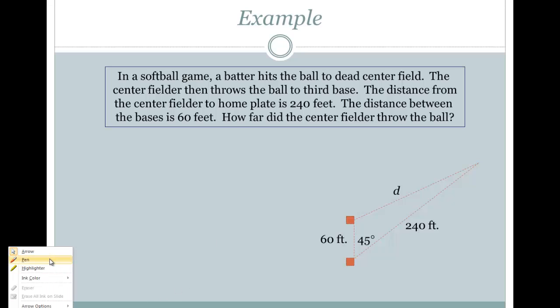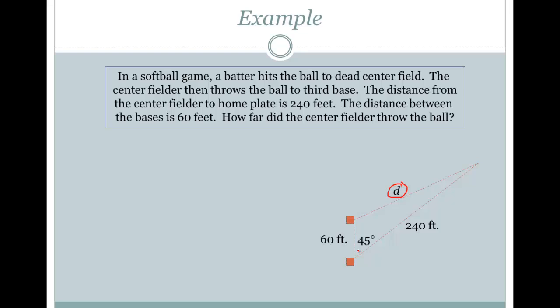So in this particular problem, here's home plate. Let's set up a triangle, 240 feet to dead center field. Here's third base, so here's the distance between this. So you've got 60 feet between home plate and third base. We hit the ball dead center, 240, and so we're looking for d here. Because it's dead center, it means that we're going to split the diamond in half, and so that's going to be a 45-degree angle.